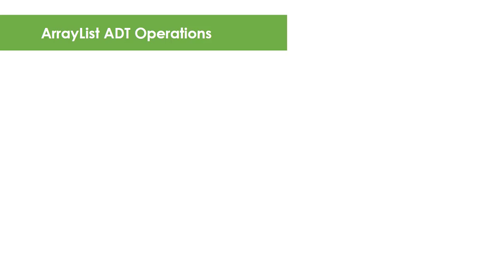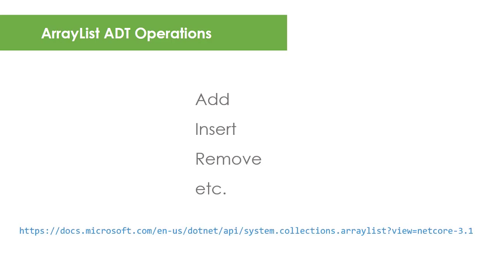So when we talk of abstract data type, as the user of this type, I only need to know what operations I can perform with this type, and I don't have to worry about how these operations are implemented behind the scene. So an ArrayList ADT allows you to add an item to the end of the collection, insert an item at a specified location, or remove an item from a specified location. Here's the link from Microsoft, the complete list of properties and methods you can use when working with ArrayList.